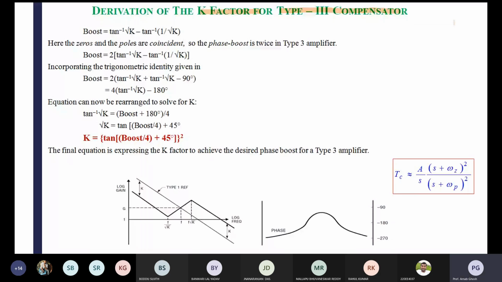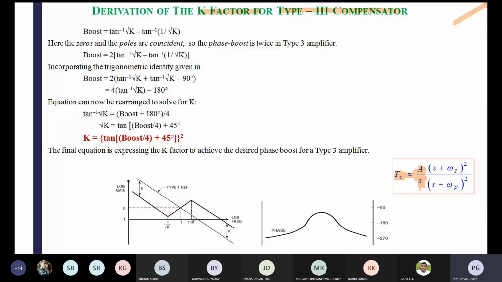So you know that it's a transfer function, the transfer function of the type 1 compensator. One pole is there, and that pole is located at the origin. Due to the pole at the origin, the gain decreases at minus 20 dB per decade.